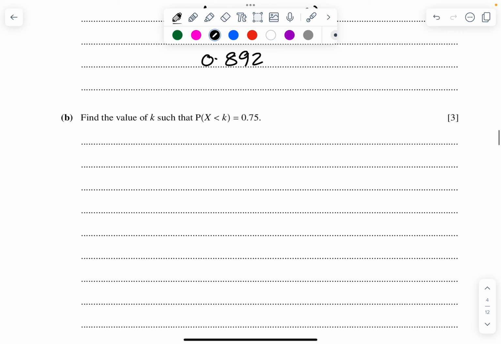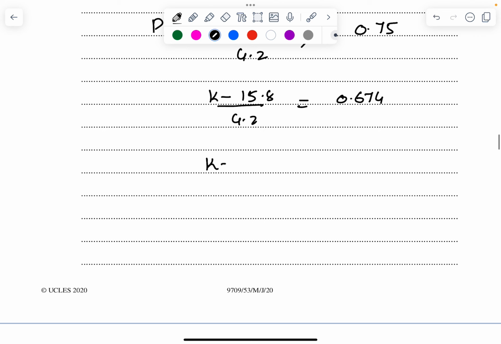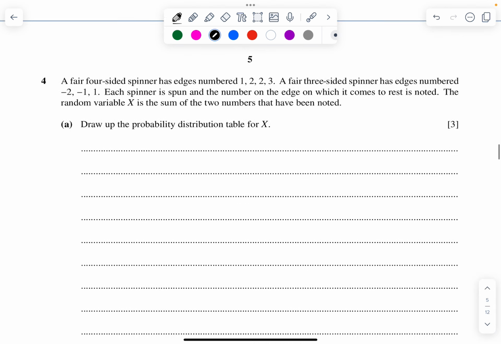Find the value of k for which the probability is 0.75. So probability of Z less than (k minus 15.8) divided by 4.2 equals 0.75. So (k minus 15.8) divided by 4.2 equals 0.674. So k equals 0.674 times 4.2 plus 15.8, which is going to be 18.6.